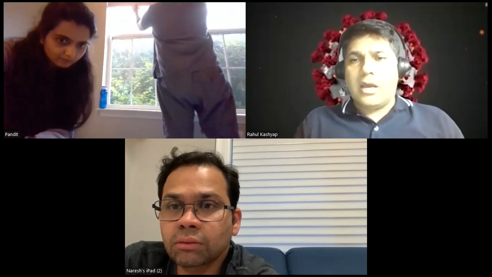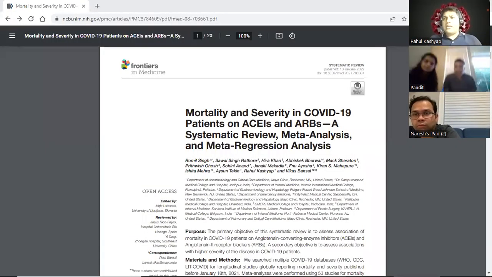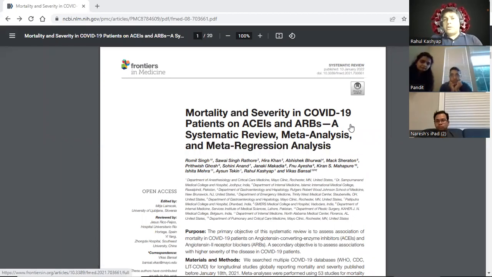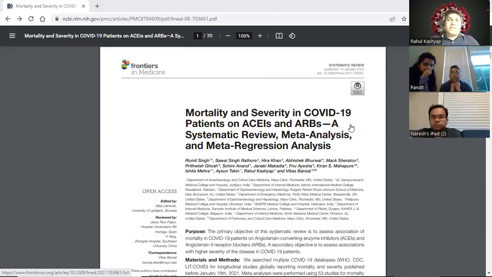Today we are talking about how to do a systematic review and meta-analysis. The initial goal is that you can pick and choose any topic which you like to do a meta-analysis. I'm giving an example today: we looked at mortality and severity of COVID-19 and ACE inhibitors and ARBs, and we did a systematic review, meta-analysis and meta-regression.